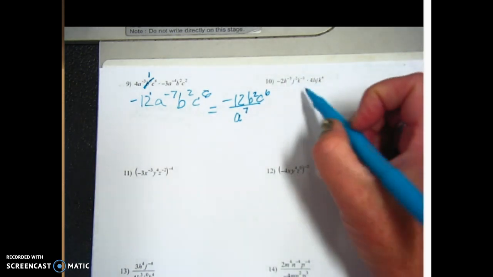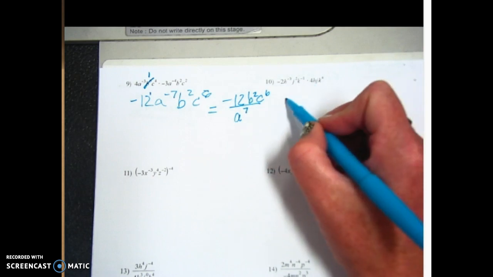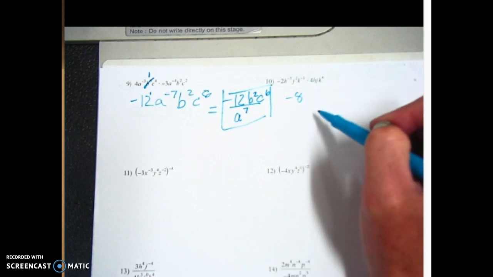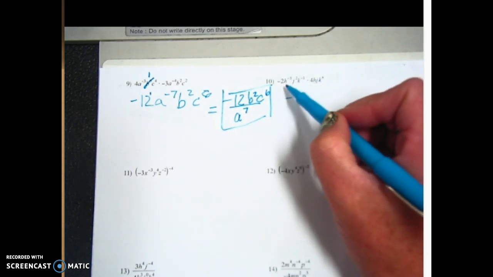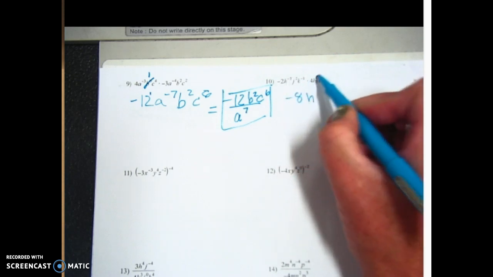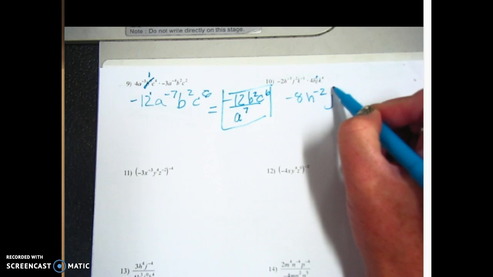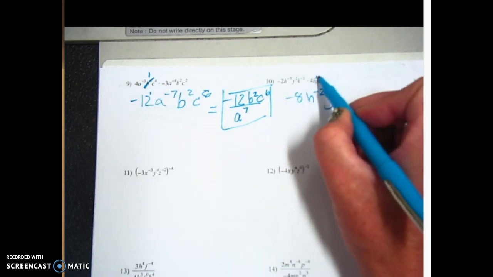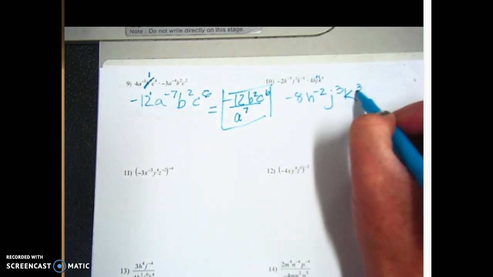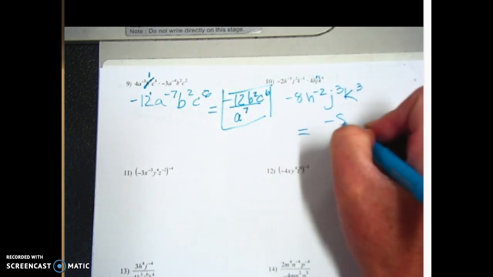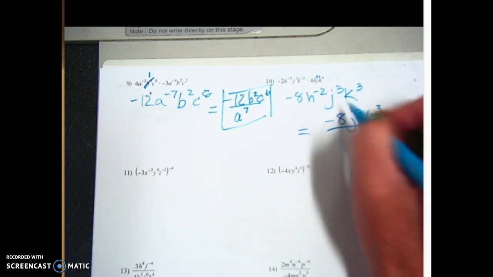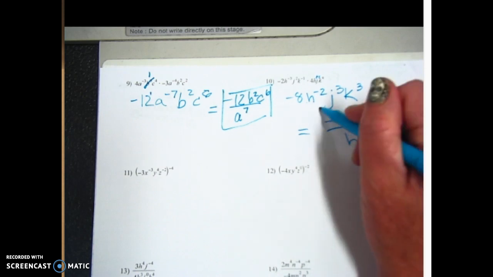All right, number 10, a negative 2 times 4 would be negative 8. And then let's see, we've got h, j, and k. So h to the power of negative 3 plus 1, which would be negative 2. J to the 2 plus the 1 would be 3. K to the negative 1 plus 4, which would also be 3. So let's see, negative 8 stays. J to the third stays, k to the third stays, h to the negative second moves and becomes positive.